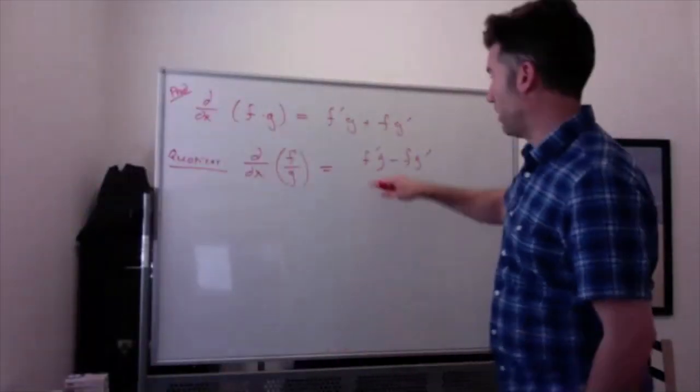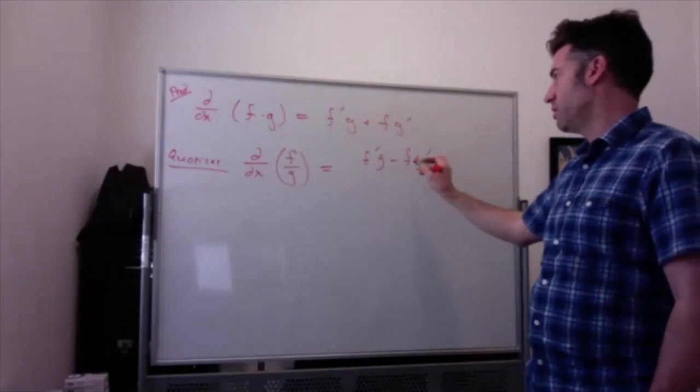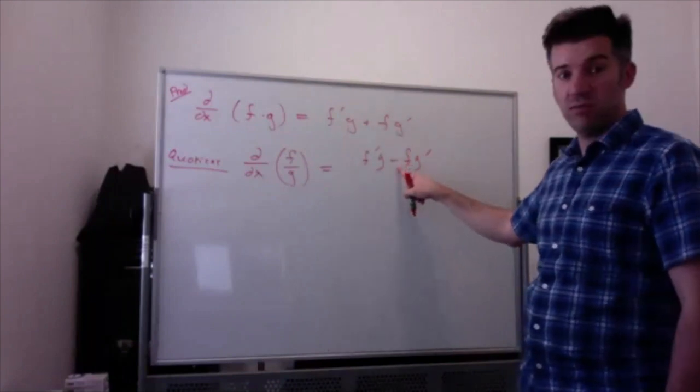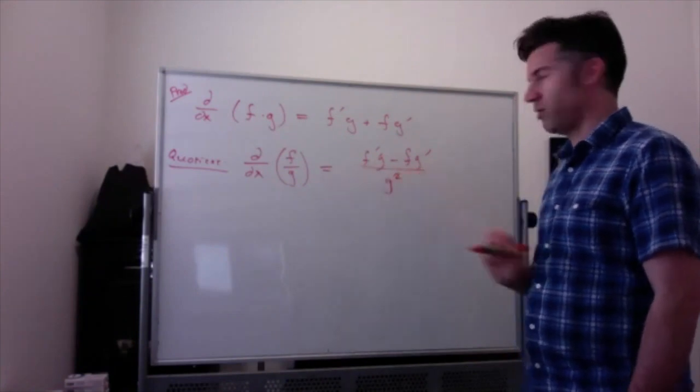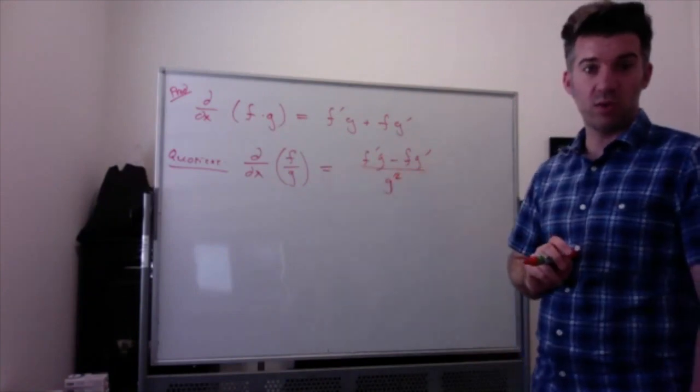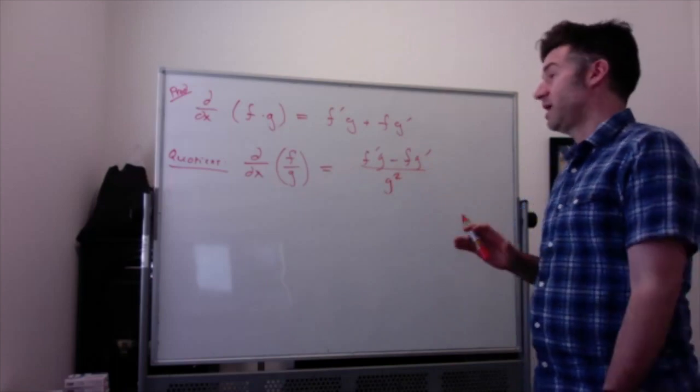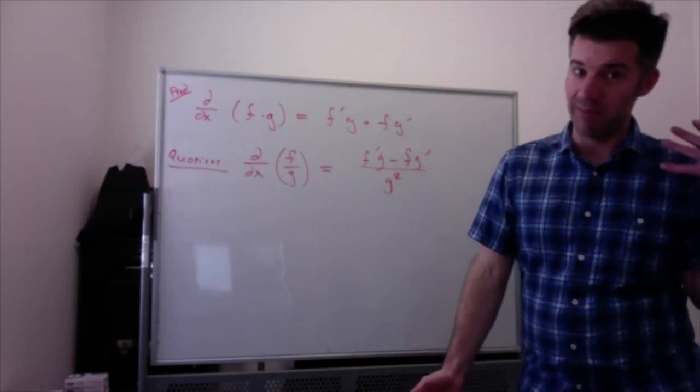So literally, it looks the same as the product rule, except we have a subtraction there instead of addition, divided by the denominator function squared. There's your quotient rule.